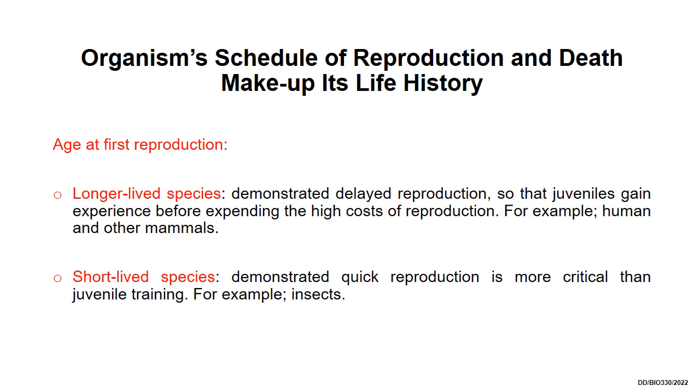Longer-lived species demonstrate delayed reproduction. Why? So that juveniles can gain experience before expending the high cost of reproduction, for example, humans and other mammals. But short-lived species demonstrate quick reproduction that is more critical compared to juvenile training, for example, insects.